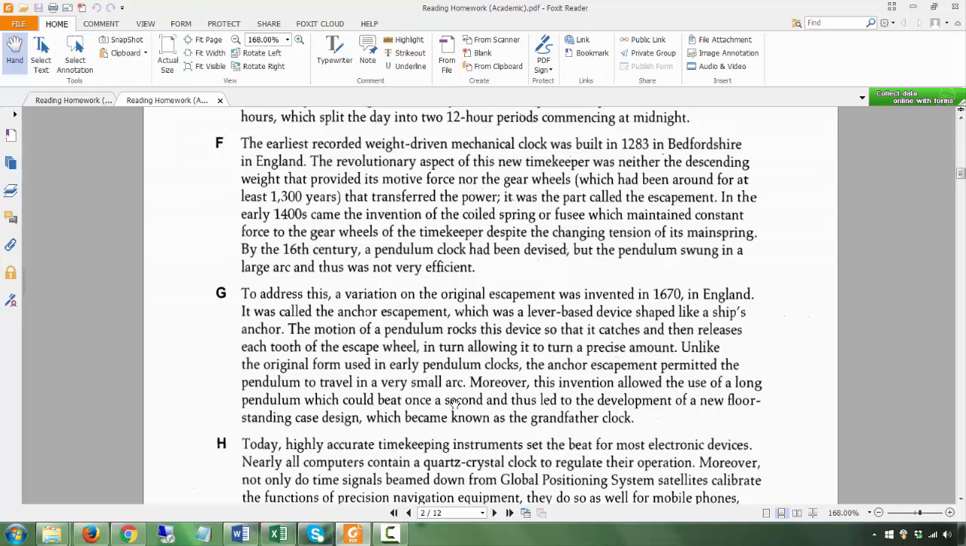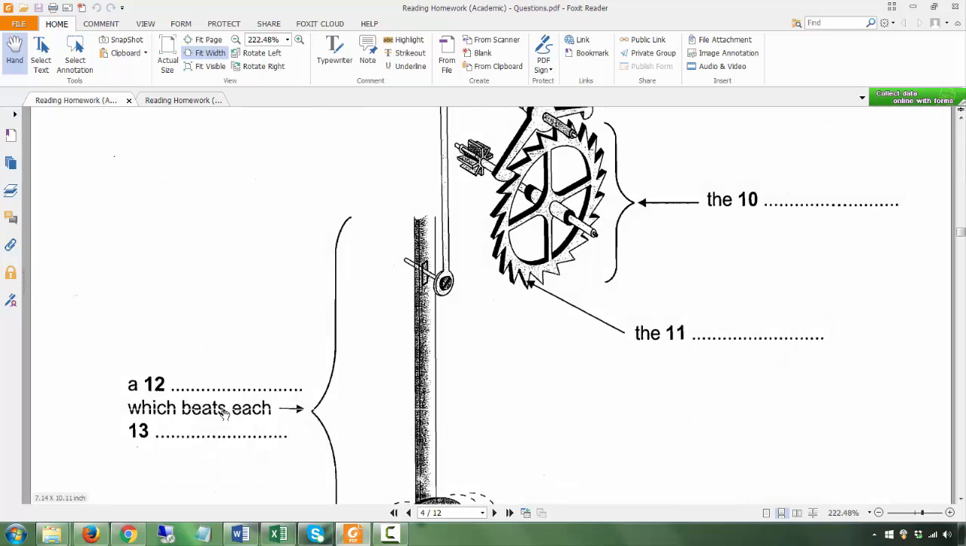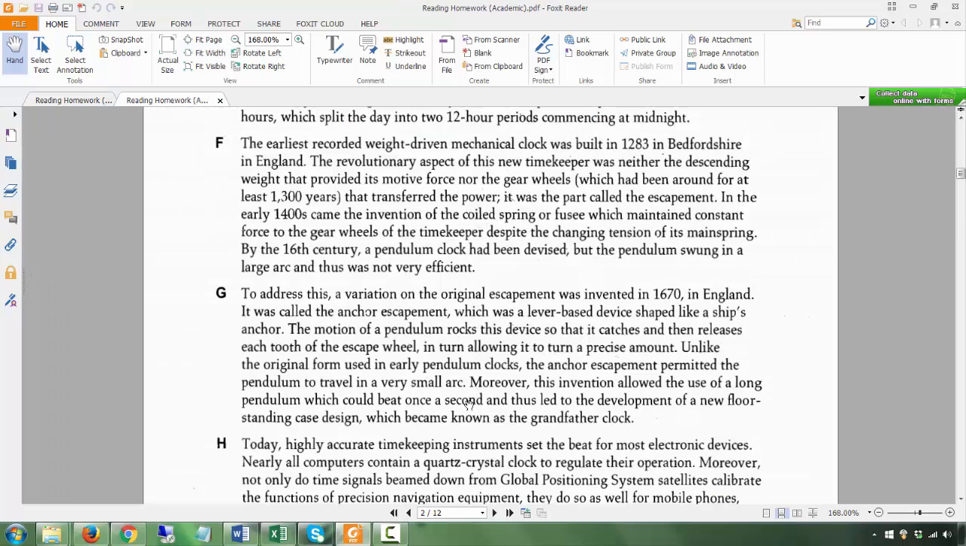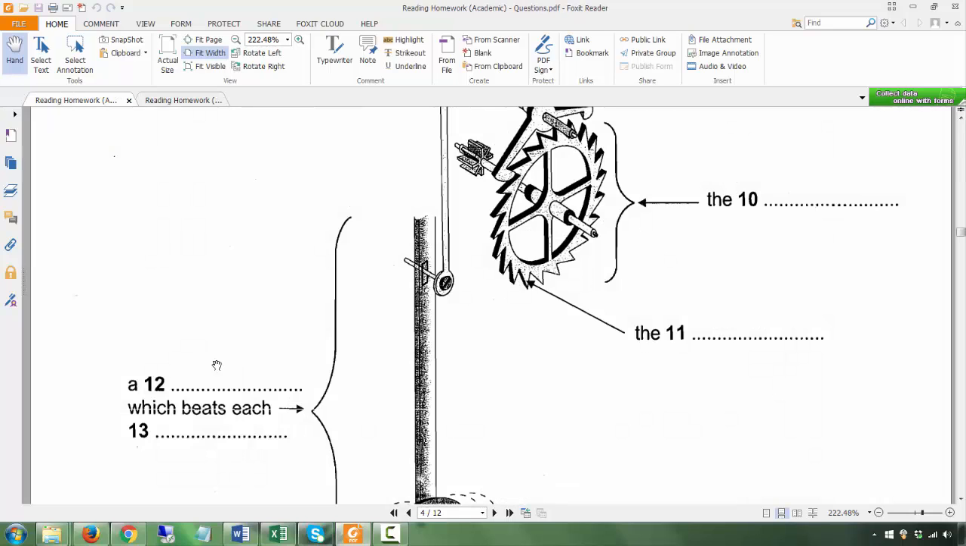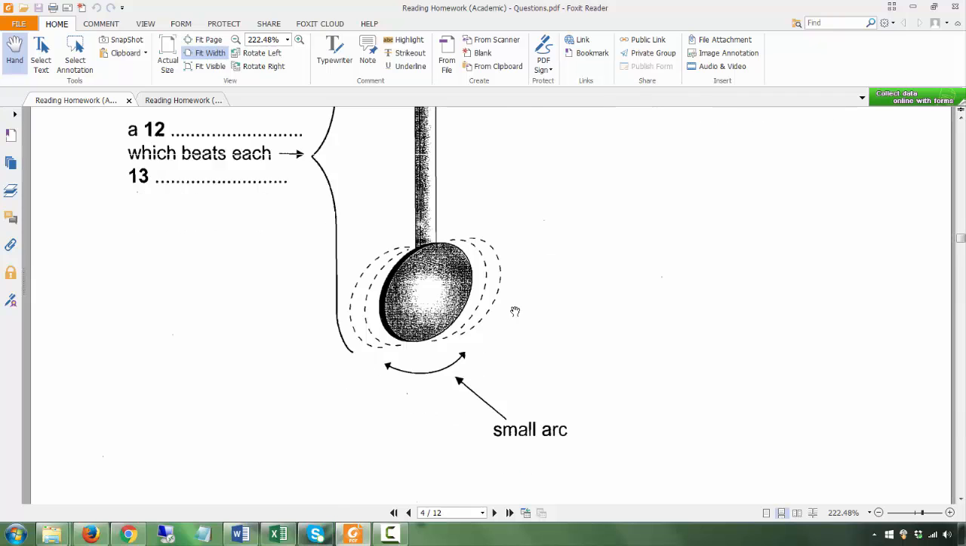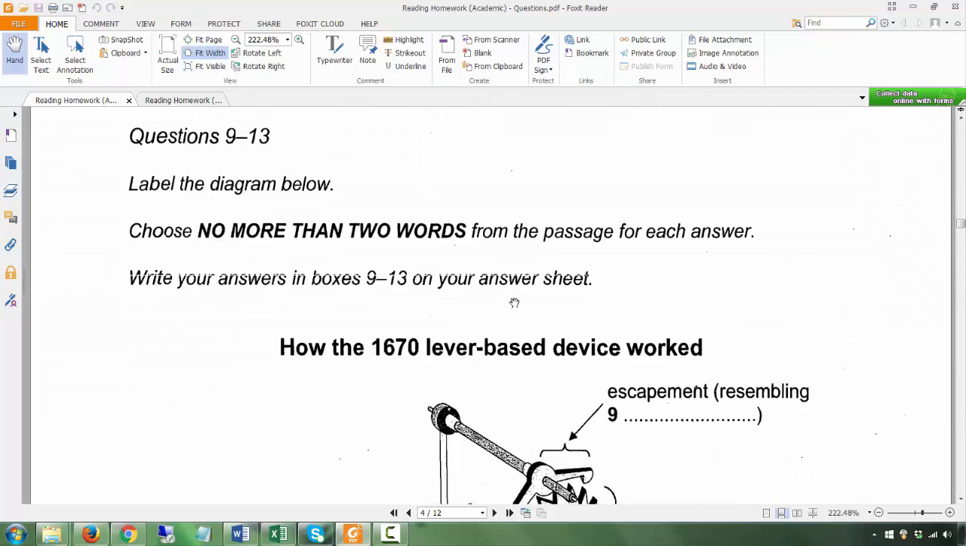You don't put each once a second. Firstly, you only have 2 words. So you can't put once a second. It beats each second. Okay? Each second means once a second. It has the same meaning. So you don't put each once a second. You don't put each a second. You put each second. Right? So a long pendulum or just a pendulum which beats each second. Okay? So that is the first passage.